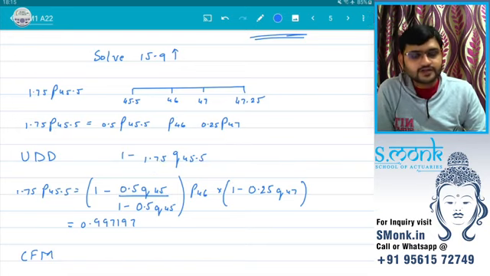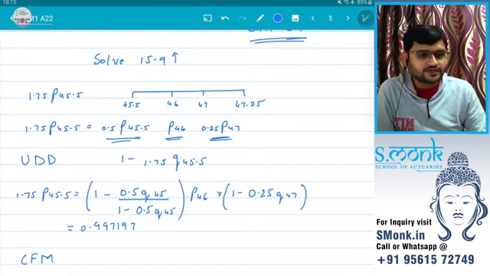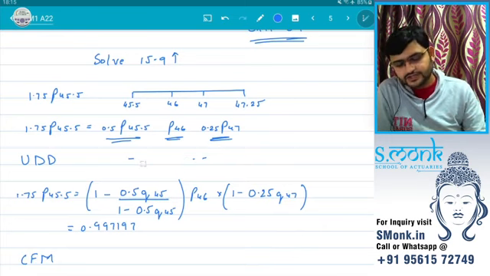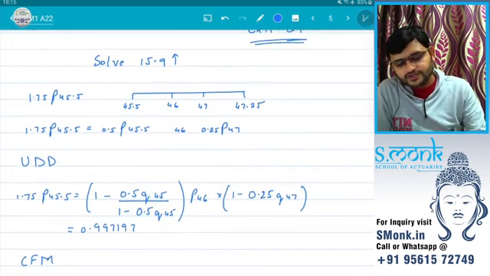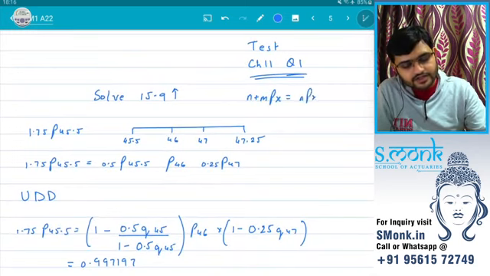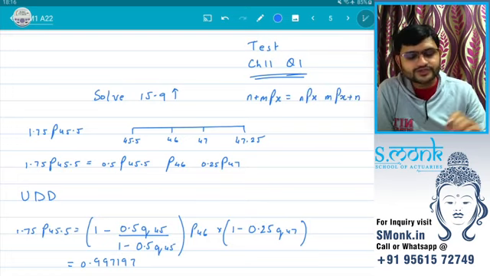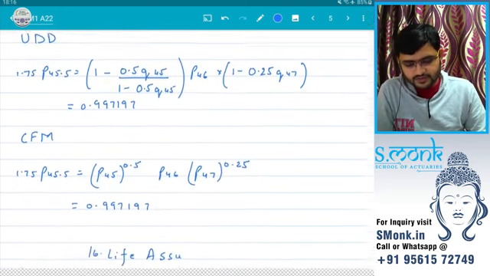Q does not get split. Only p gets split. So we can only split p into different multiplications. We cannot split q. That is the mistake. Only p follows the principle of consistency. That means n plus m p x can be written as n p x into m p x plus n. Q does not follow this, so we cannot split q, we can only split p.